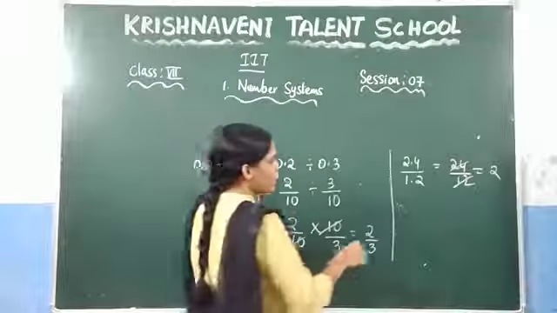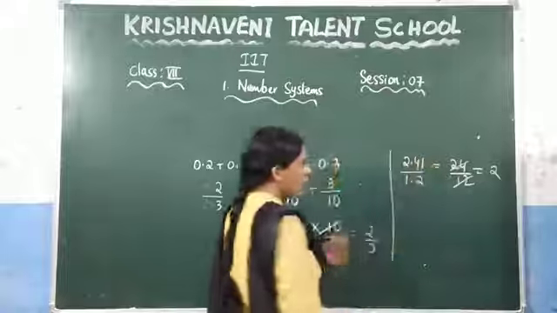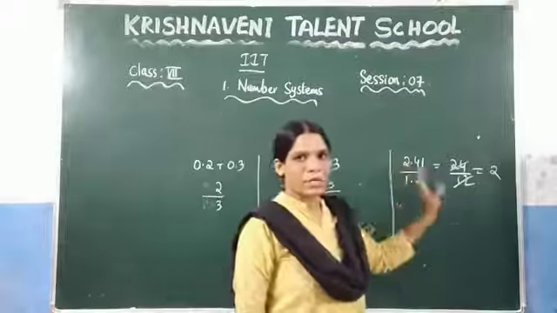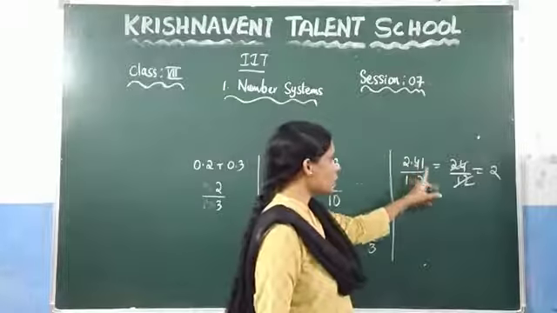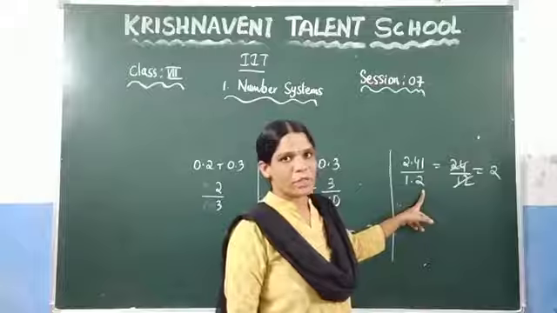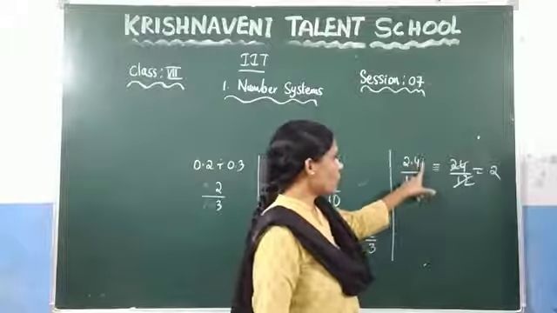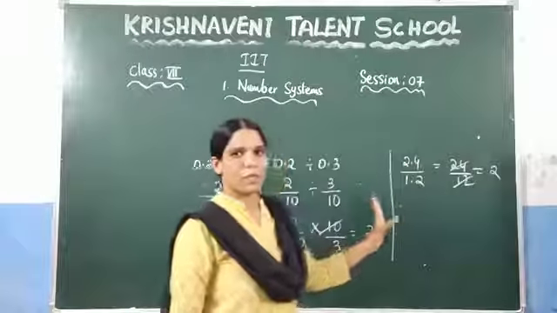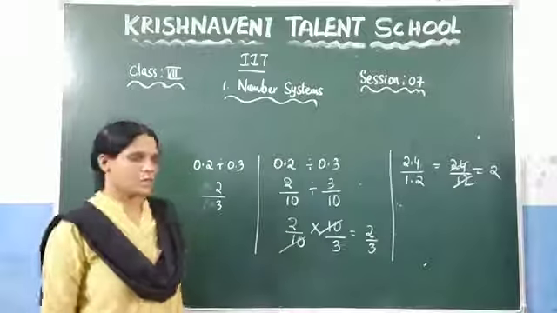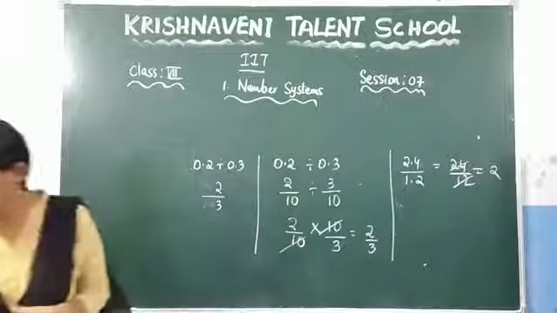Suppose you have 2.41 and you are dividing this number by 1.2. You cannot remove the decimal point because after the decimal point here 2 numbers are there and here one number is there. If both are equal, then only we can remove the decimal point and directly divide the given numbers. Now see one more example.